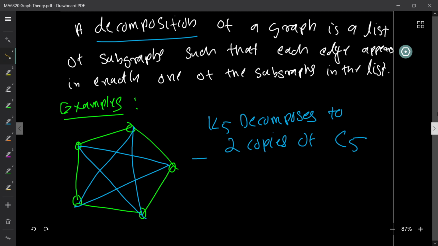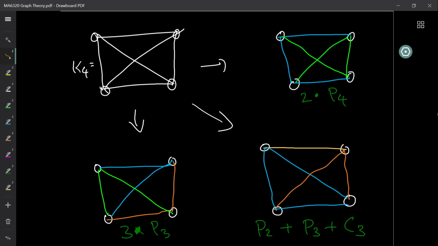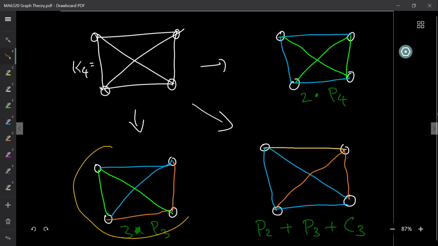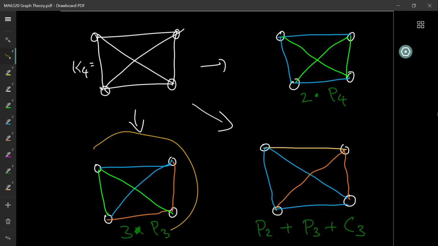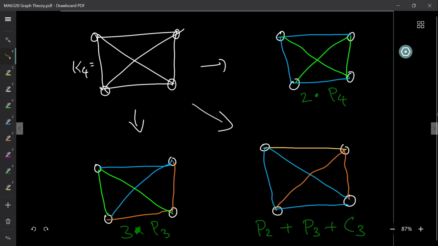What about other examples? Here is another example, K4. K4 can be decomposed in several ways. For example, I decompose K4 into two copies of the path on 4 vertices, the blue edges and the yellow edges. We have seen earlier that they are isomorphic to P4. Then I have decomposed K4 into three copies of P3, the three differently colored P3s at the bottom. P3 is a path on three vertices, not three edges. So I have 3 copies of P3.